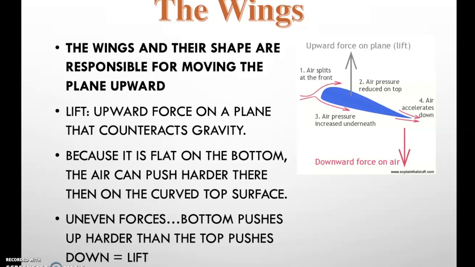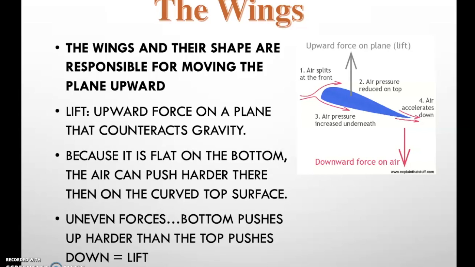The wings and their shape are the most important component of flight. And the wings and their shape are also responsible for moving the plane upward, which only makes sense as to why it's so important for flight, because in order to fly, you have to get upwards into the sky. So lift is the upward force on a plane that counteracts gravity, and gravity is constantly pushing down on the plane and giving it its weight. And that's why if you've ever flown in a plane and they've said that the weight of the plane is too heavy and some of the bags had to come off, that's because the lift couldn't counteract the gravity or the weight of the plane.